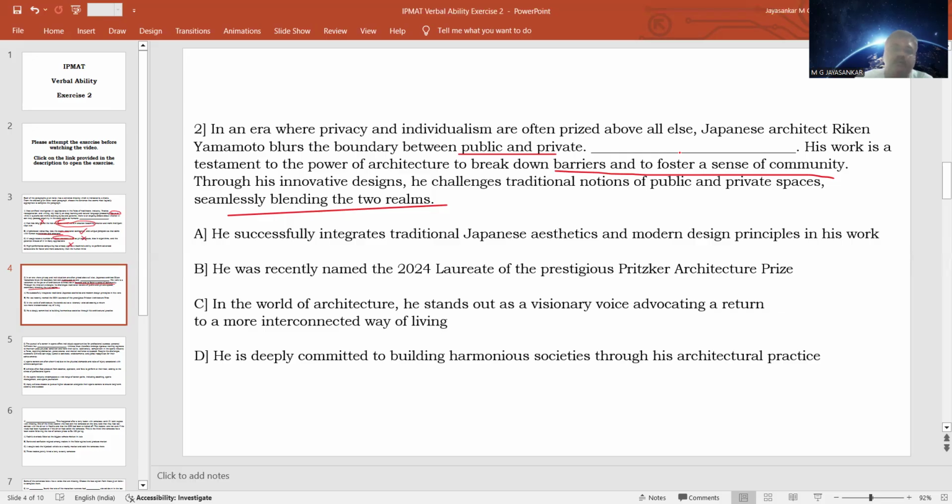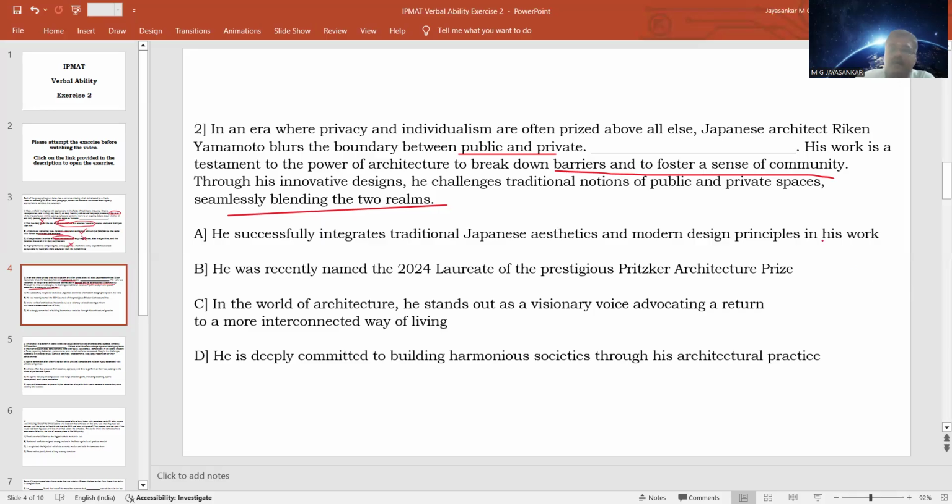That is your problem. Option A is successfully integrates traditional Japanese aesthetics and modern design principles. See, here it is talking about the integration between the traditional Japanese style of architecture and the modern design principles. We are not talking about traditional versus modern design principles. We are talking about the design philosophy of Yamamoto, where he is not bothered about the division or the categorization between public and private. He merges both.